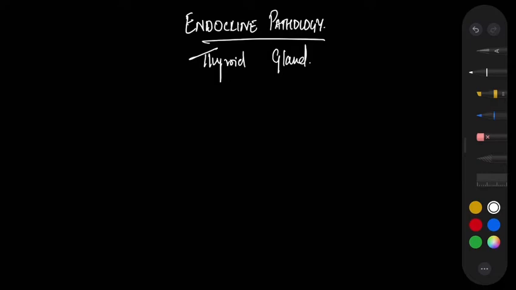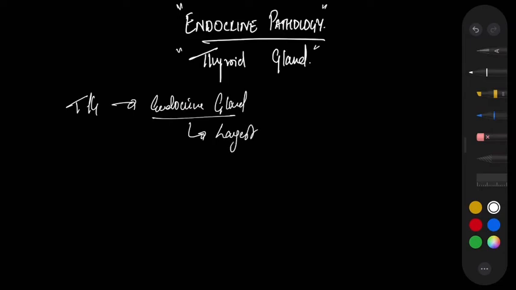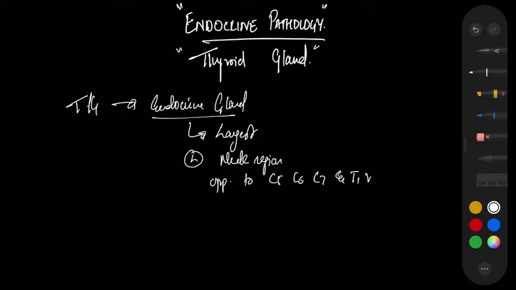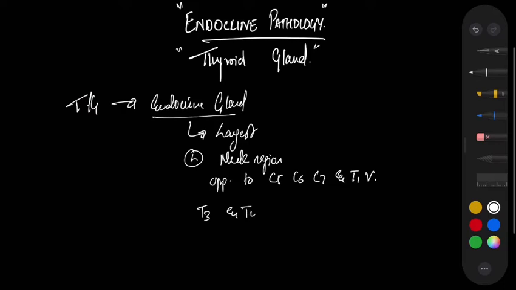Hello everyone. So in today's pathology class, we'll be discussing endocrine pathology. The topic we'll be discussing is the thyroid gland. So before we start the pathology, what is the thyroid gland? Yes. So the thyroid gland is an endocrine gland. It is the largest endocrine gland in the body. Its location is in the neck region, opposite to the C5, C6, C7, and T1 vertebrae. It is responsible for secretion of your T3 and T4 hormones.